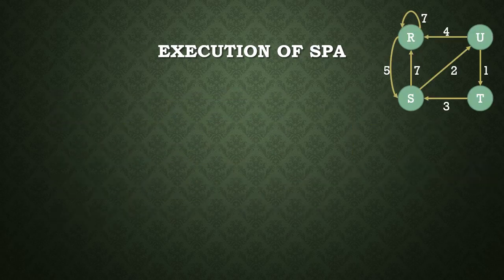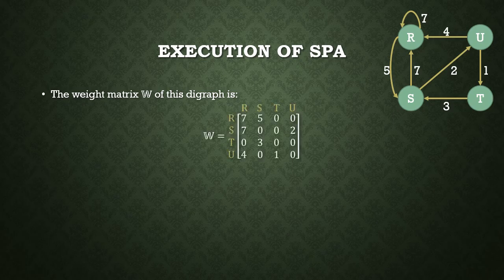How do we execute the shortest path algorithm? I show you with the help of an example. Here is a weighted diagram and the first part is to find the weight matrix W for this diagram. The weight matrix W is computed thus. I am going to read it. I will read the row heading first and the column heading last.